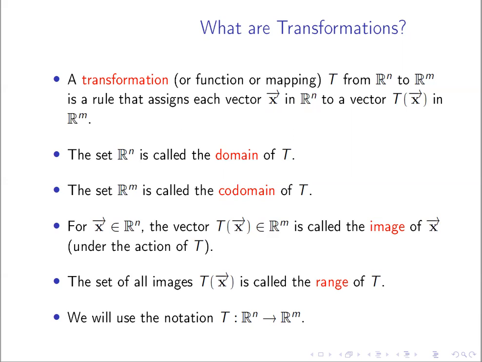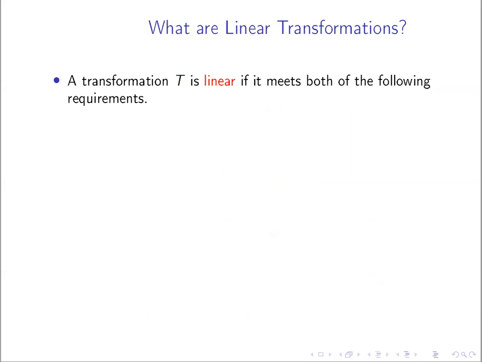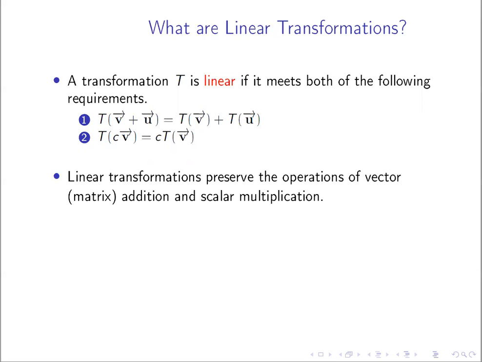Let's add to this by talking about linear transformations. These are actually the most important transformations. A transformation is linear, so it's one of those functions that goes Rn to Rm, if it meets two requirements, namely that the image of a sum of vectors is equal to the sum of the images, and the image of a scalar times a vector is the scalar times the image. In other words, it preserves scalar multiplication and vector or matrix addition.